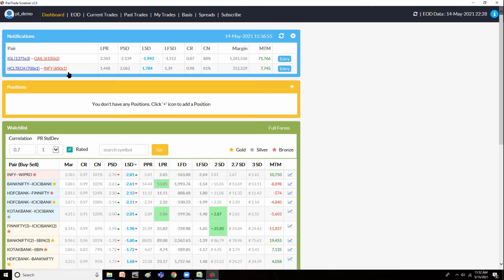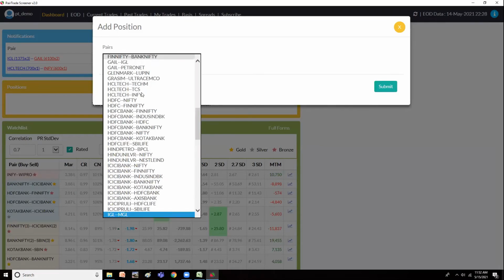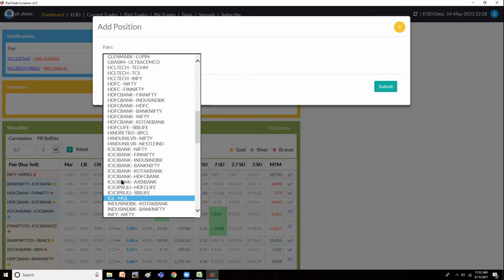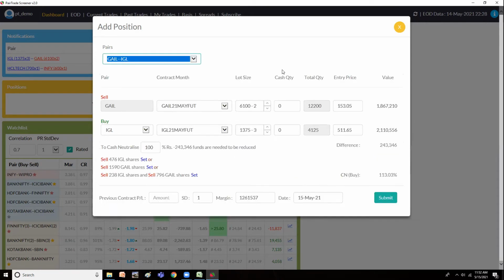Suppose you have traded HCL Tech Infy, or IGL you want to trade. I could use the position section for adding a position. I could just click on this and say IGL and GAIL. IGL, GAIL means I have to go with GAIL and IGL. If I select GAIL and IGL, automatically the lot sizes are displayed here, 2:3.